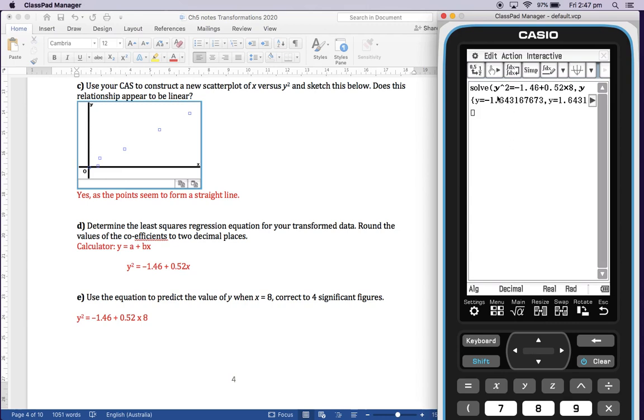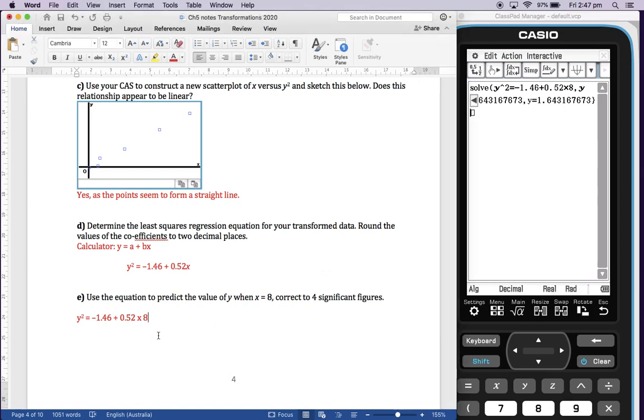It's giving us two different answers, and that's because when you solve for a variable that's being squared, you'll always get a positive and negative answer. In this case, given where our values are on the scatter plot, they're all positive x and y values. We're only going to be looking at the positive value, which is 1.643. And so our answer is y equals 1.643. It says to go to 4 significant figures, so the 3 is the 4th significant figure along. Next number is 1, so we round it down, and our answer is 1.643.